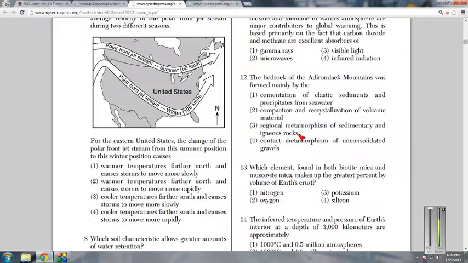Regional, on the other hand, is when an entire region collides with something else, and the entire region of rock all changes due to that heat and pressure. So there's no actual contact with lava or magma. It's extreme heat and pressure due to plates colliding. So the correct answer is the regional metamorphism due to plates colliding, and these 2 plates would have sedimentary and igneous rocks on them. So Adirondack Mountains, just like all other mountains, form from regional metamorphism of sedimentary and igneous rocks. The correct answer is 3.